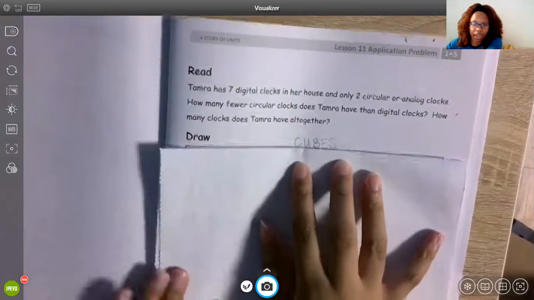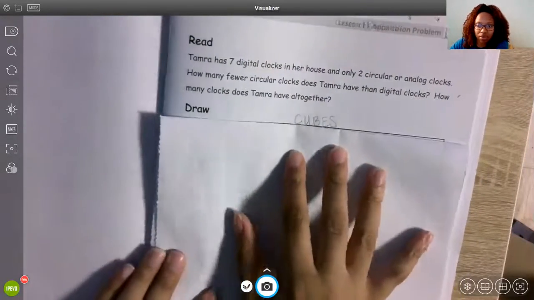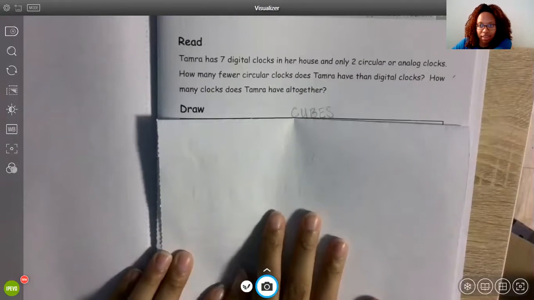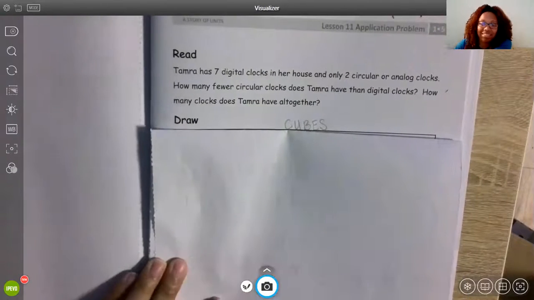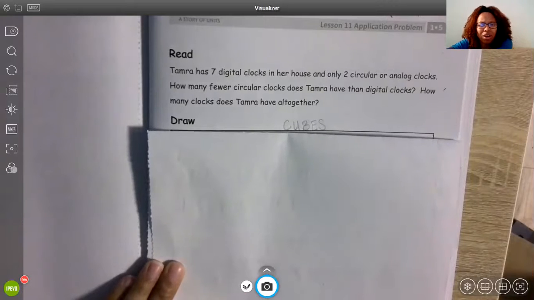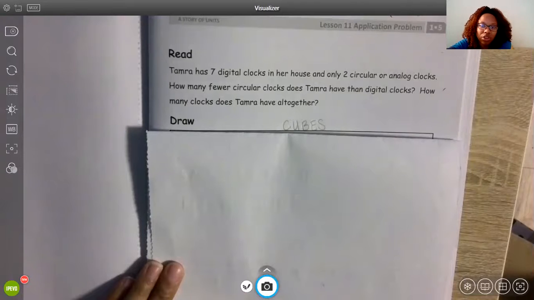All right, here is our application problem for today. It says Tamara has 7 digital clocks in her house and only 2 circular or analog clocks. How many fewer circular clocks does Tamara have than digital clocks? How many clocks does Tamara have all together?